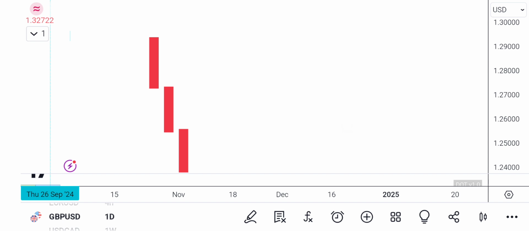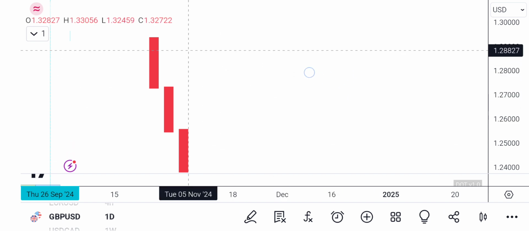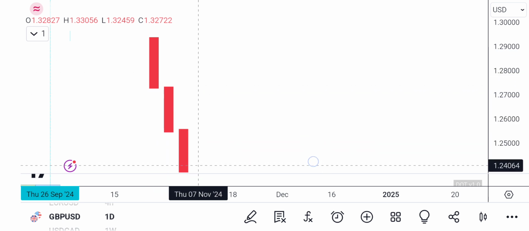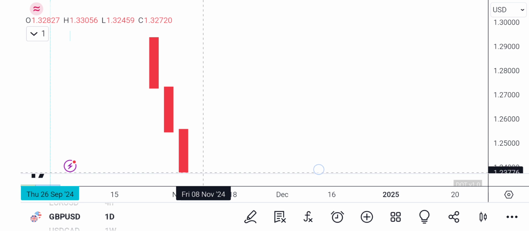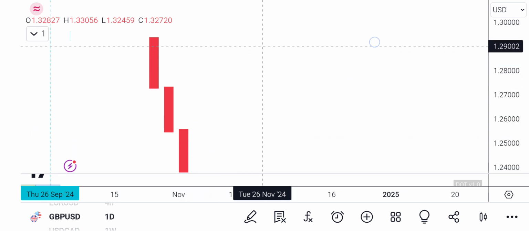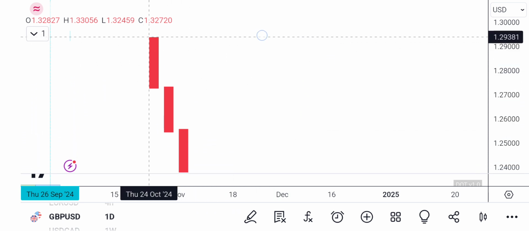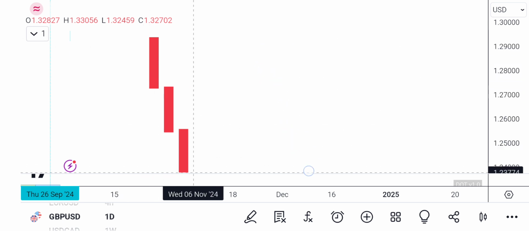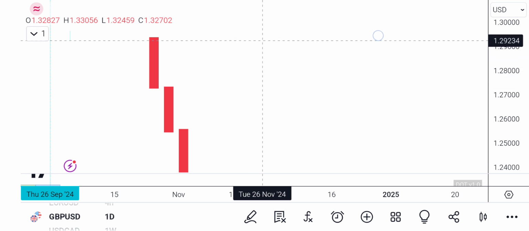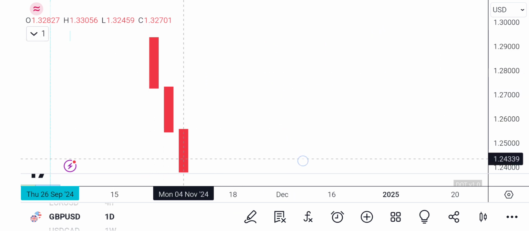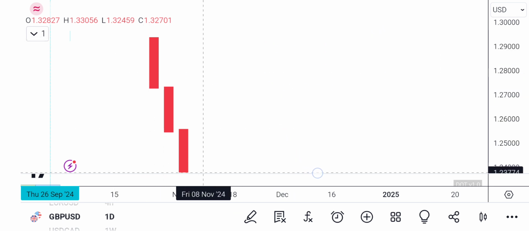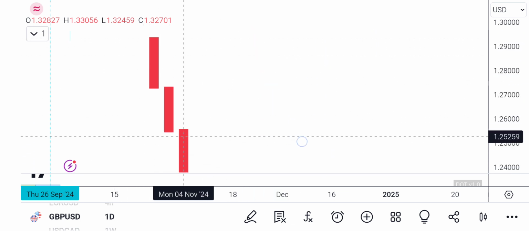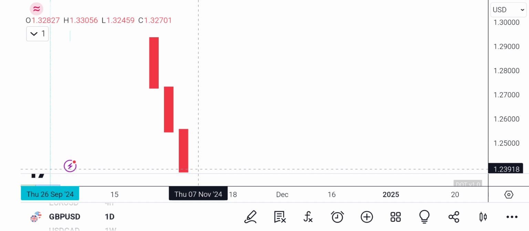Now, if IPDA has only offered one-sided price delivery, let's say sell-side price delivery, it means it is void of what? Buy-side price delivery. So this is a liquidity void because it has only offered sell-side price delivery. It needs to offer buy-side price delivery to be able to balance this price action. So it is void of buy-side price delivery because it has only offered sell-side price delivery. I hope this is understood.